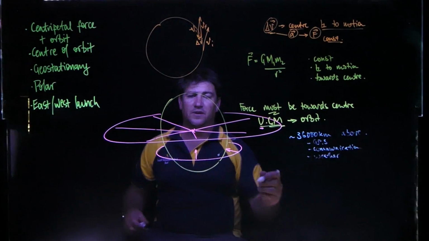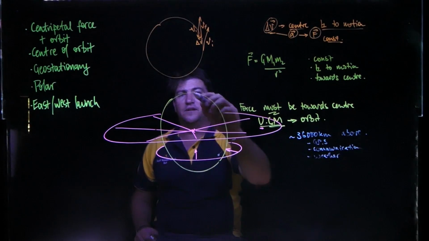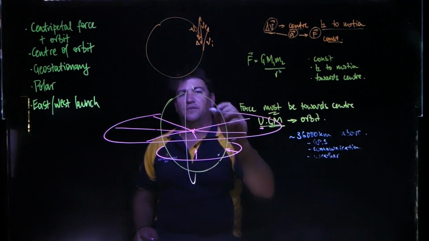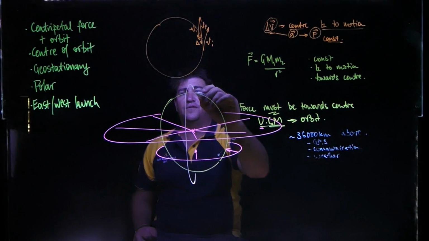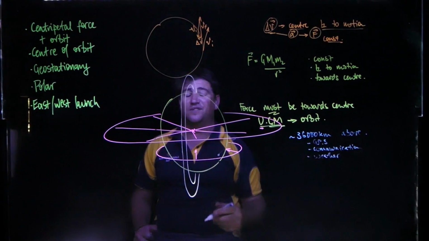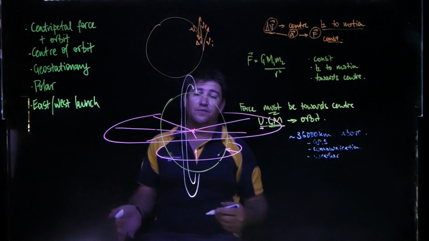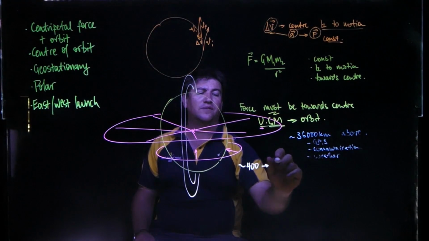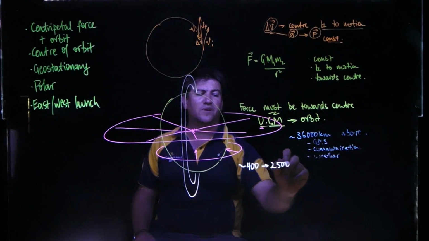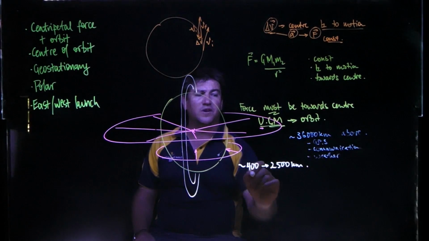The other type are polar orbiting satellites, and they're the ones that go around the poles. These don't have one set radius of orbit. They've kind of got a range, and they're usually somewhere around 400 k's up to about 2500. So they're much closer.